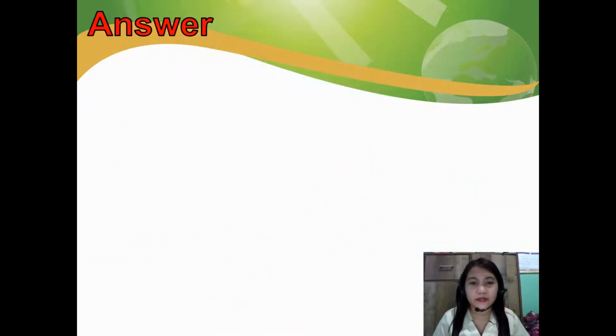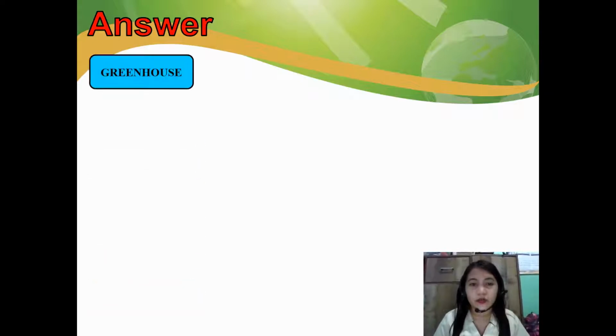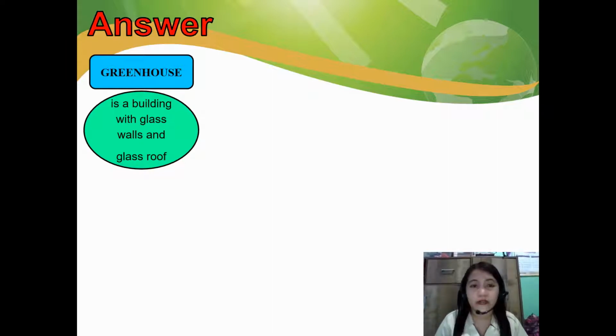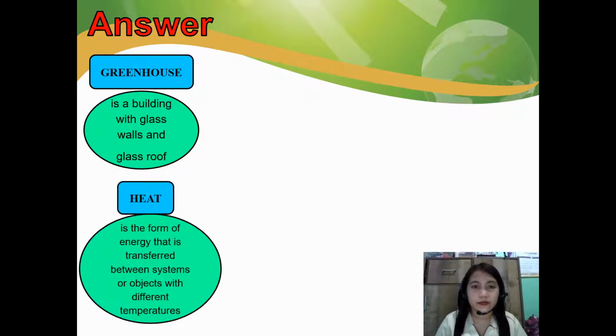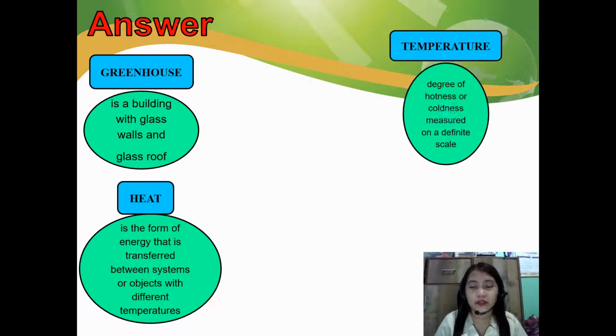Time. And now let's reveal the answer. Who wants to answer for the greenhouse? Correct. Greenhouse is a building with glass walls and glass roof. Next word. Heat. What's the correct description of heat? Very good. Heat is the form of energy that is transferred between systems or objects with different temperatures. The third word. What is temperature? Yes, that is right. Temperature is a degree of hotness or coldness measured on a definite scale.